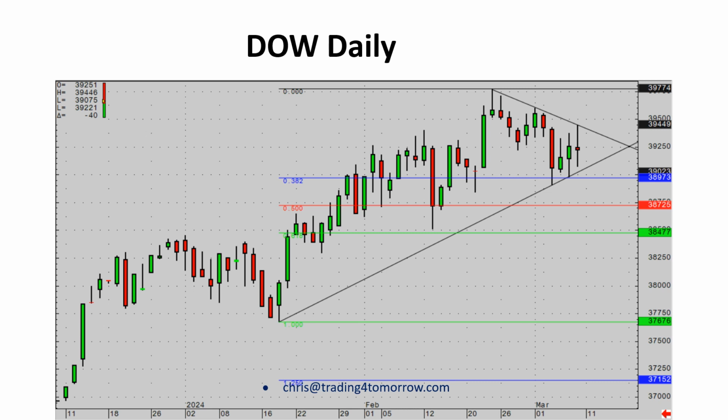Obviously, the data impacting it quite a lot. And when we look, I've added the Fibonacci's on there as well, so that if we do tend to have a bit more of a sell-off, you can see where there's likely to be more support coming in.